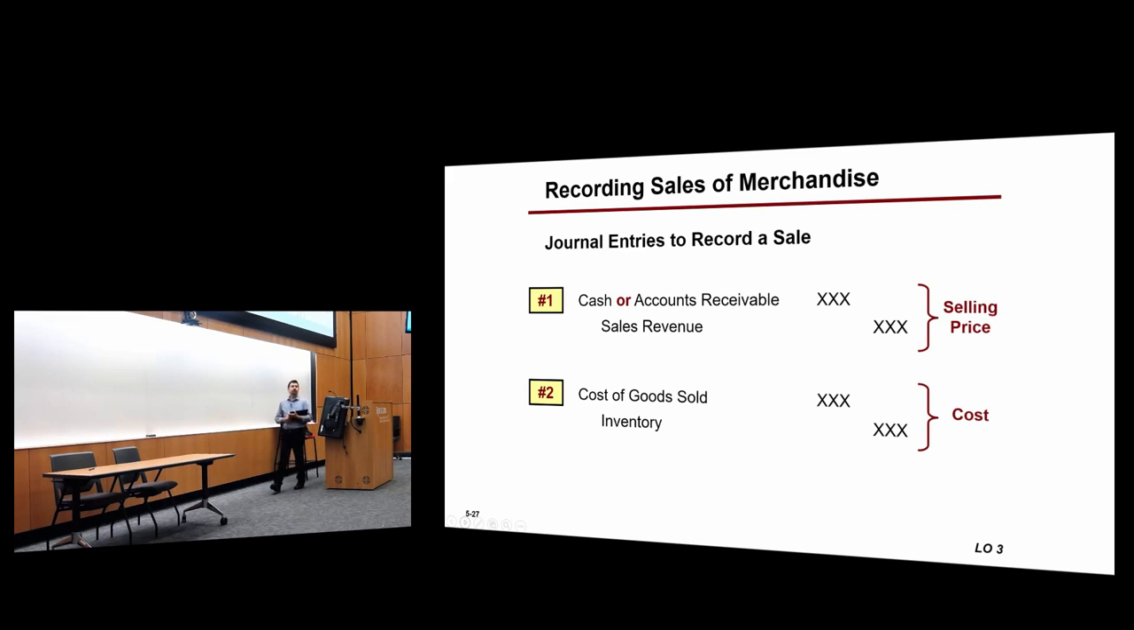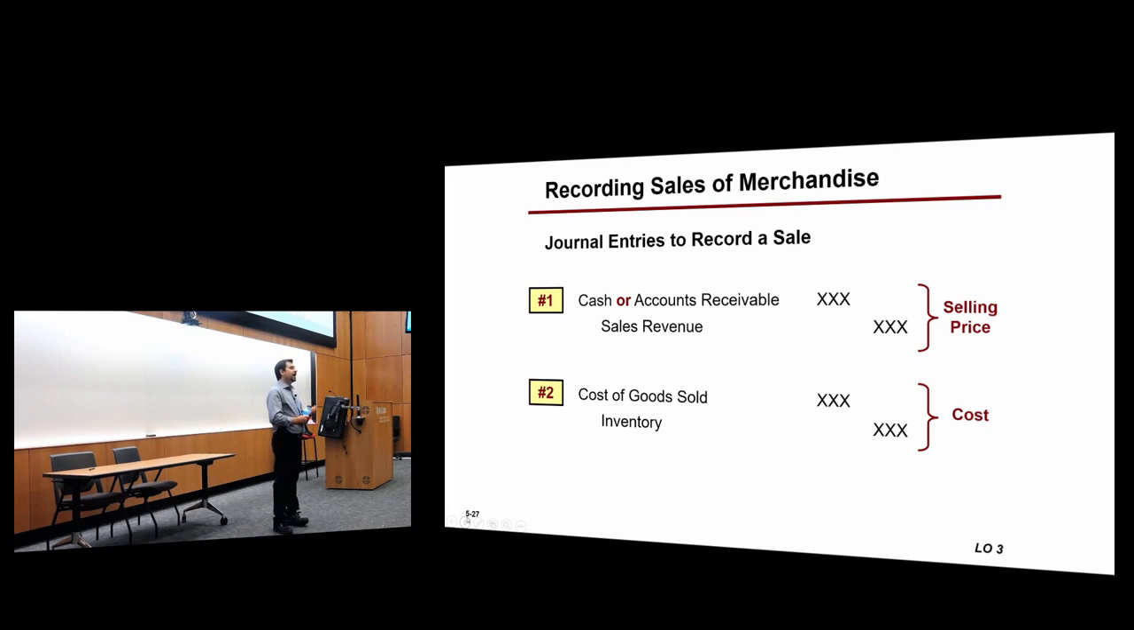So this is where we actually start recording the sale. And like I mentioned, after every sale, the company will make two journal entries. The first one is to recognize the sale, to record the sale, which is to recognize the revenue. The second one is to recognize the associated expense that comes with that sale. Remember, expenses follow revenues, matching principle. So the first journal entry is always to record the sale of that product.